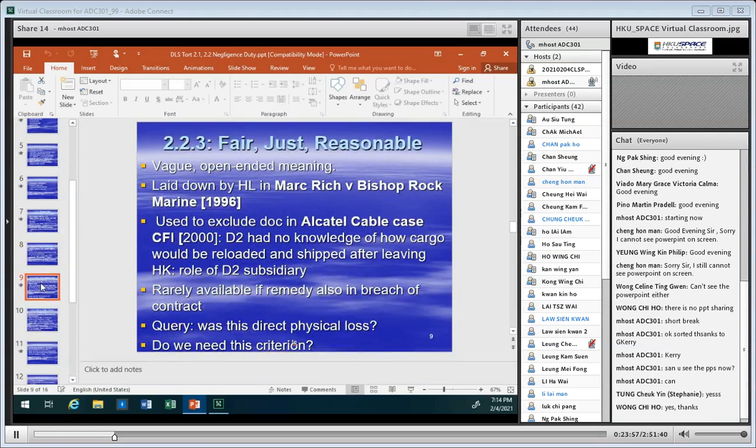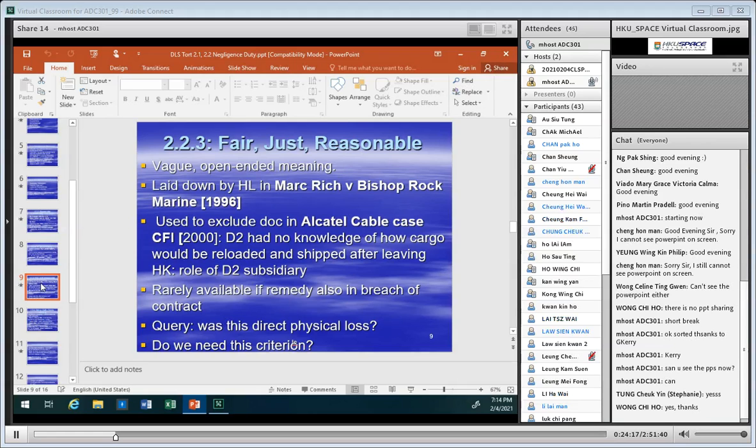And then, of course, the court comes up with these other elements: fair, just and reasonable, which are very, very vague. Do we really need this criterion? And remember, the court said in the Mark Rich and Alcatel cases that the plaintiff can sue for breach of contract, so we don't need to find a duty of care.